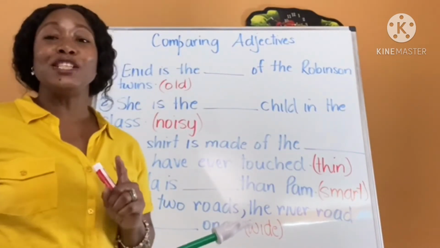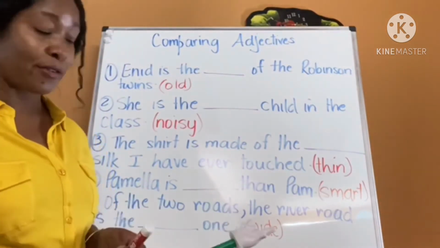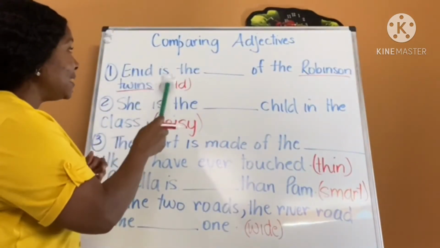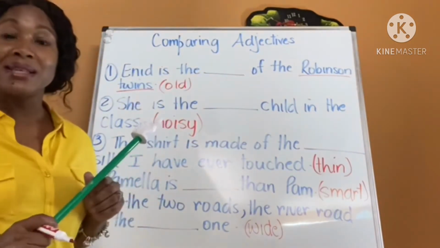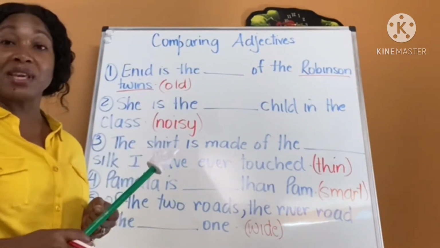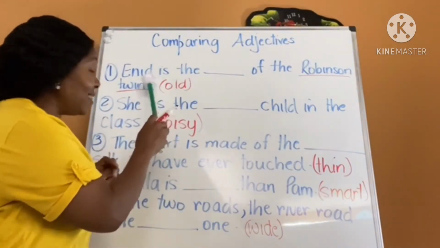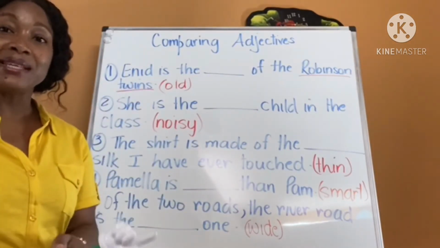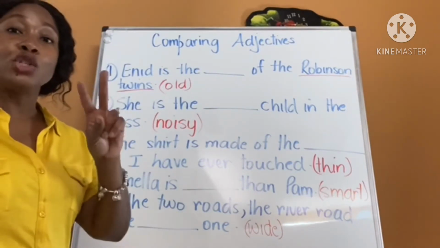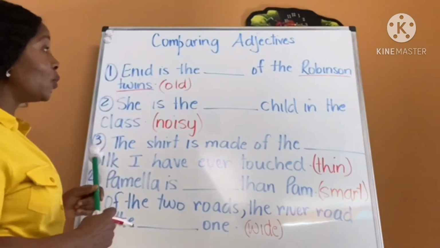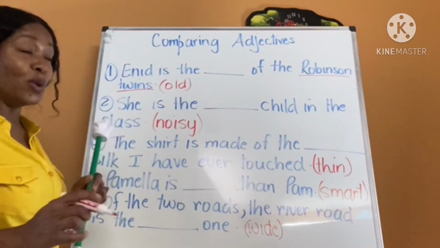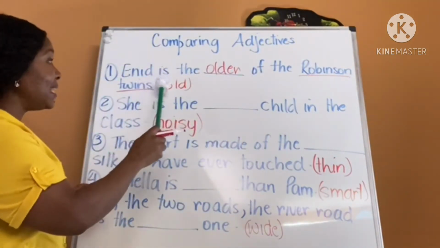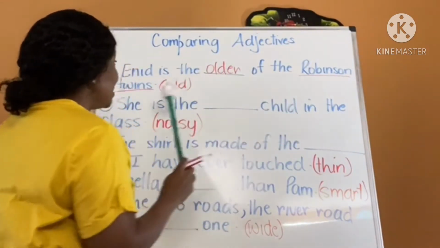But first, we need to figure out how many persons are we referring to. It says Robinson twins. Enid is the blank of the Robinson twins. Now, if it's twins, how many persons are we thinking about? Only two. And Enid is a part of that two. So we're comparing Enid to her twin sibling, whether it's the brother or the sister. So it's two persons that we're comparing. So we need a comparative degree, which is older. So we're simply adding ER. So older. Enid is the older of the Robinson twins.